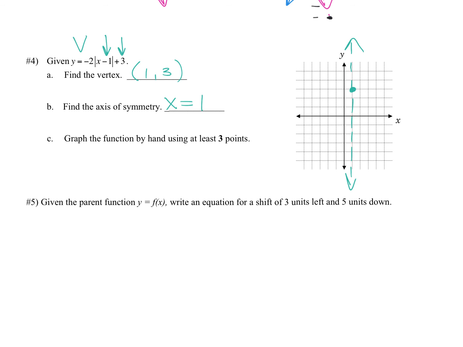And then it says graph it by hand using at least 3 points. So you have your vertex. I want one more point on the right and one more point on the left. Where do I move? Down 2 over 1. Yes, you have a -2 for your a. That's going to be down 2 to the right one, down 2 to the left one, and then draw that in. Okay, questions on that?